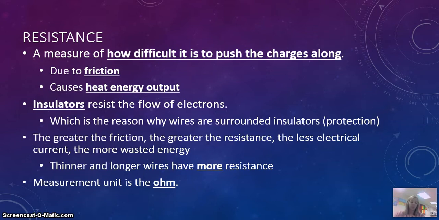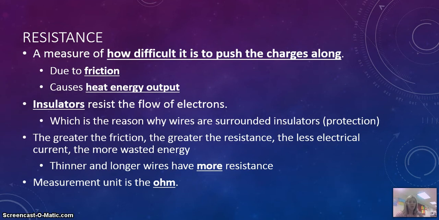The reason why a material would have some resistance is friction. Friction, again, is the rubbing together of two materials or two substances. And when that happens, we get slowed down motion, but we also get heat energy output. So some of the kinetic energy of the rubbing particles is transferred into heat energy output.